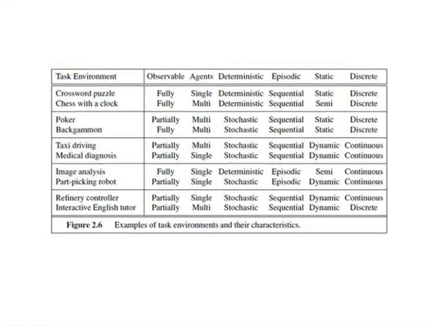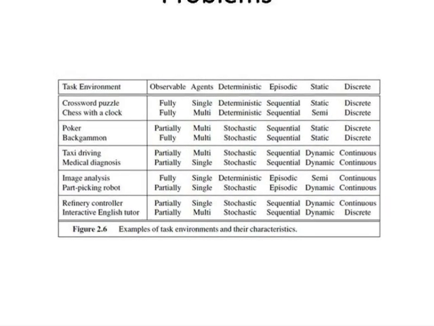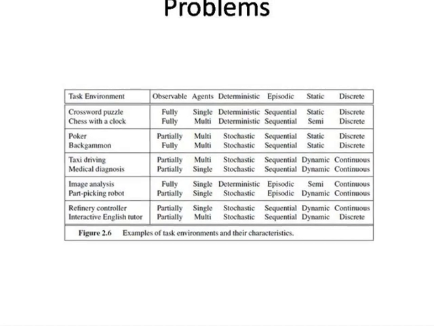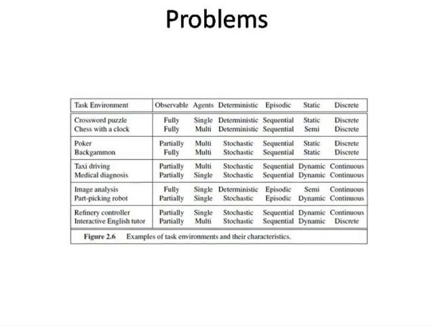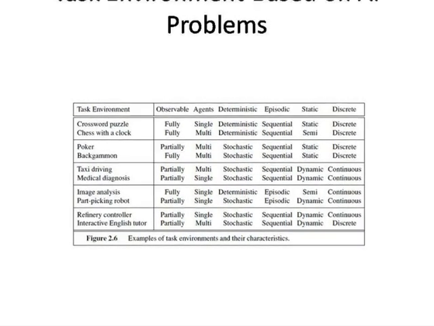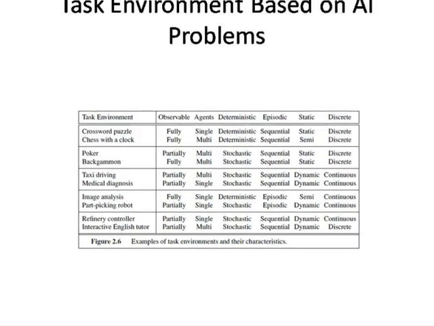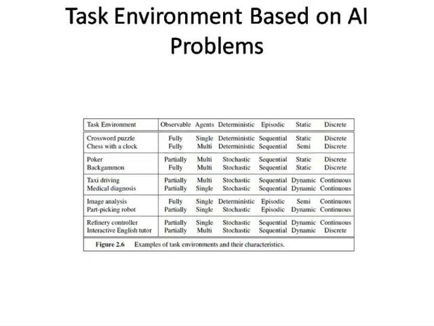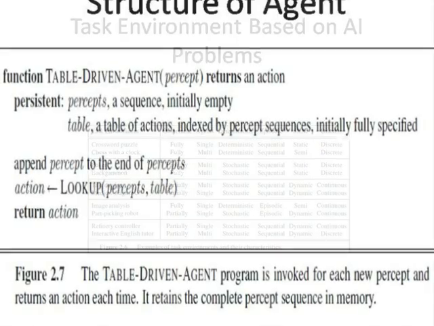So this is observable, deterministic, and so on. These are different types of task environments based on various AI problems. Whether it is deterministic, probabilistic, fully observable, or partially observable depends upon the problem. For example, crossword puzzle, tic-tac-toe, chess. So depending upon the problem, what its states are is analyzed in this problem. Now we'll move on to the next slide.